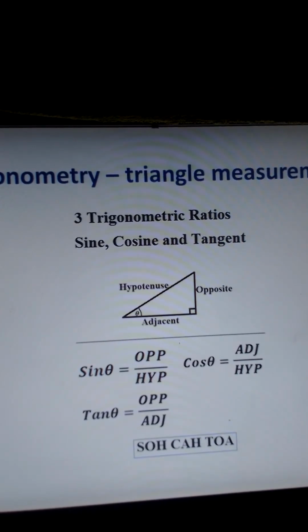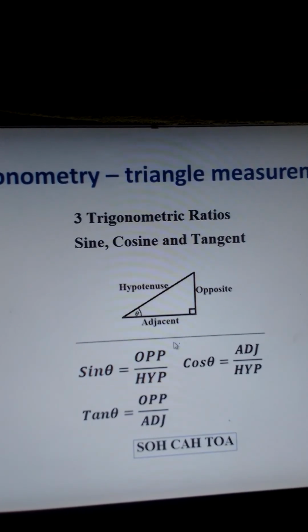To do that, I'll use a right angled triangle which has an angle theta, an adjacent side, the opposite side, and the hypotenuse. The sine of this angle theta is equal to the opposite side divided by the hypotenuse.